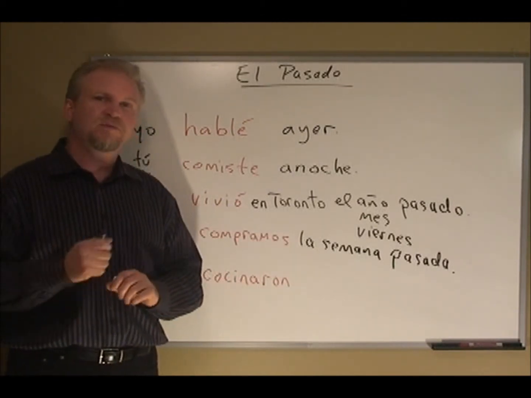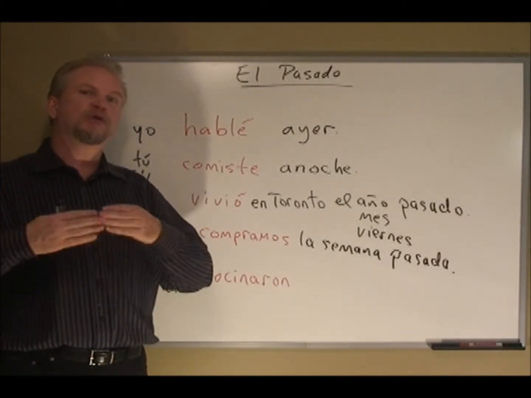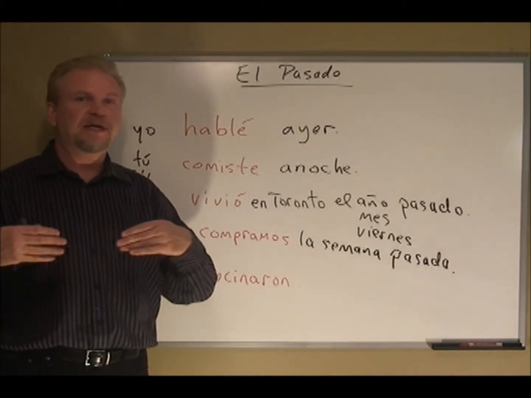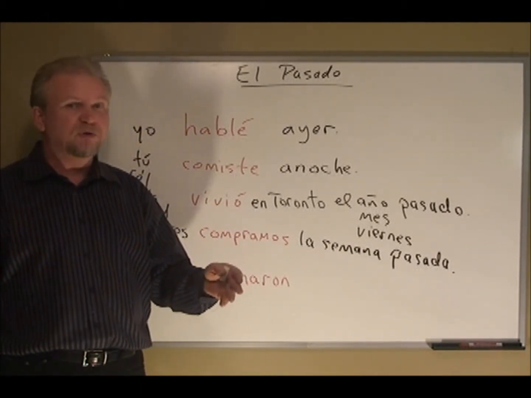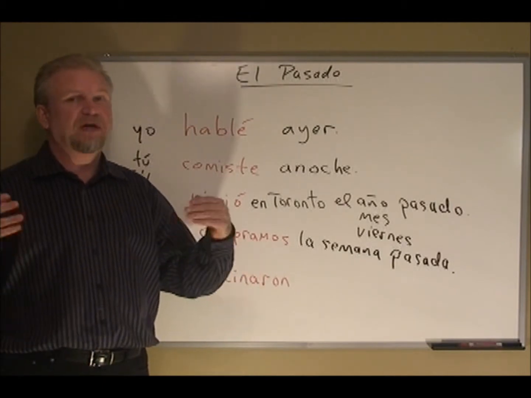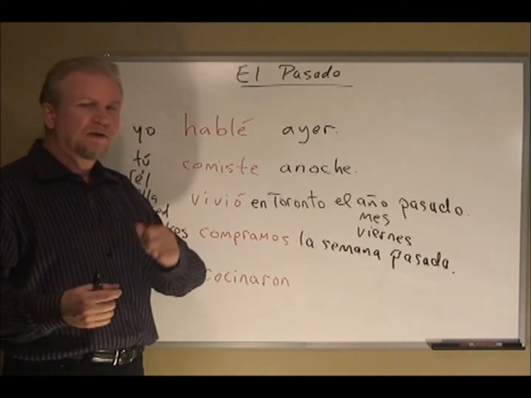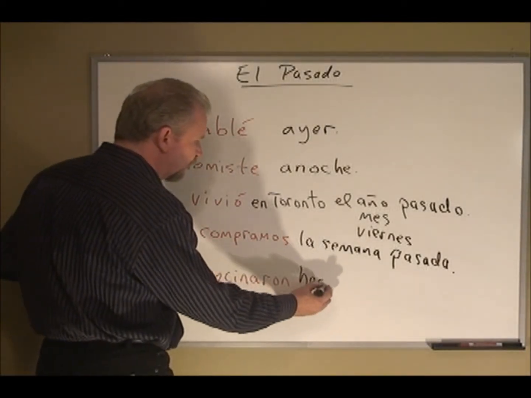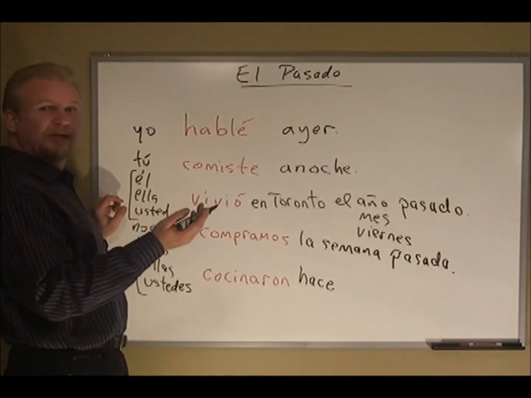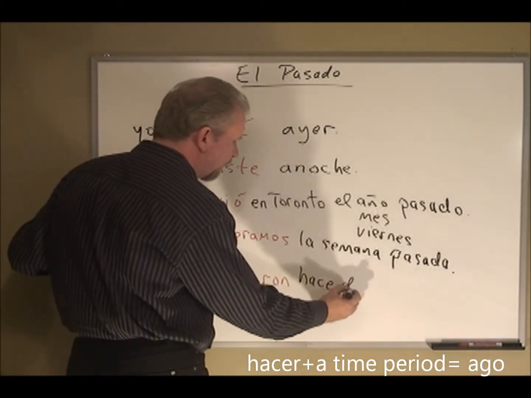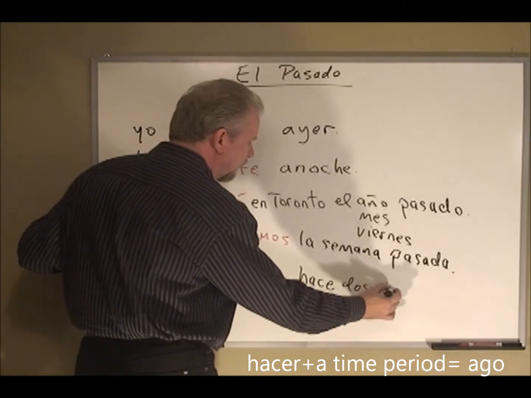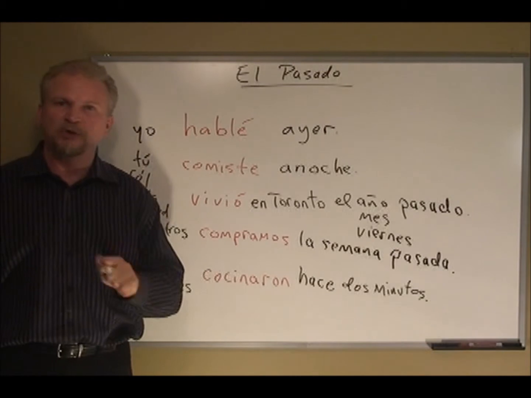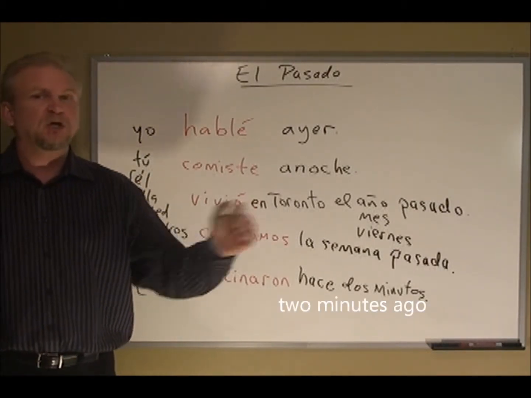Now, another useful way of talking about the past is when we use the word ago. Ellos cocinaron, they cooked. We could say 5 minutes ago, 5 hours ago, 5 days ago, 5 weeks ago, 5 years ago. Well, how they do that in Spanish is they use the verb hacer, or to do, with a time limit. So we could say hace 2 minutos. Ellos cocinaron hace 2 minutos. They cooked 2 minutes ago.